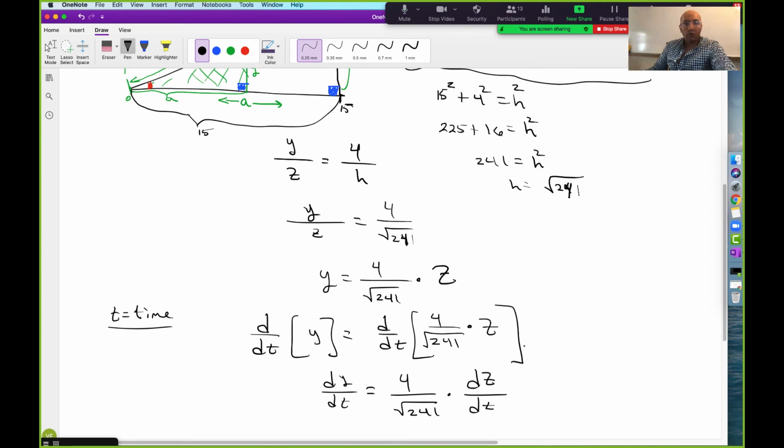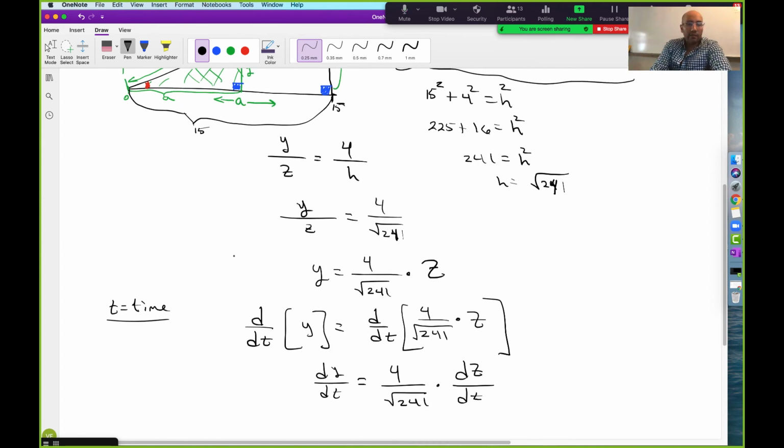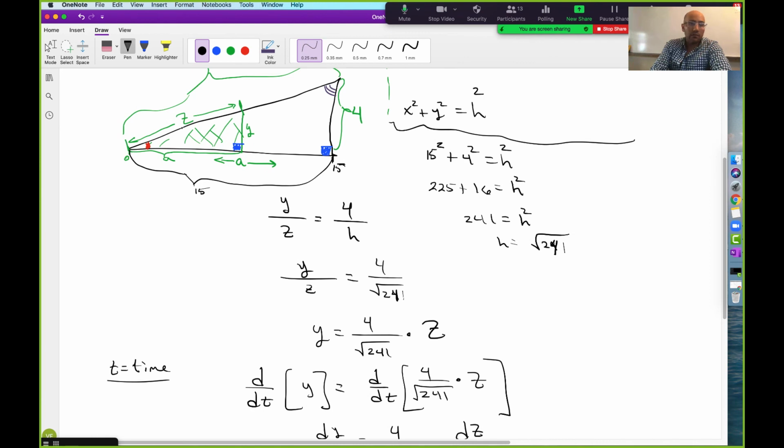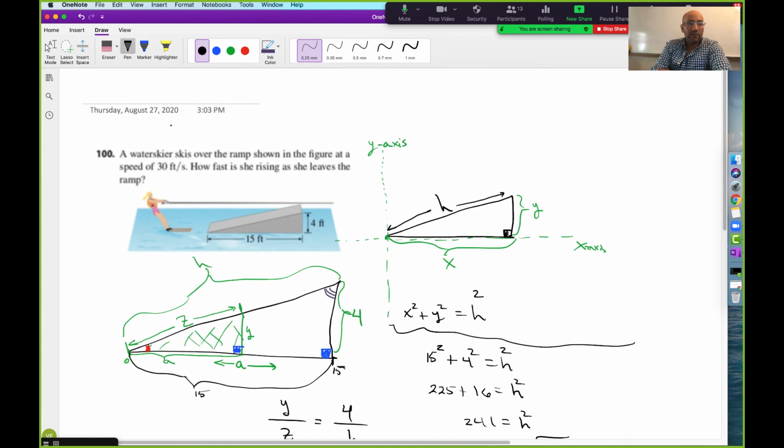So the dz dt is the speed of the z, right? This is changing this way. The speed of the z as the a goes from left to right and the green triangle changes, the hypotenuse of that green triangle is going to change. And so it has a certain velocity associated with it, right? The speed of the z. But that's exactly what they've given you here.